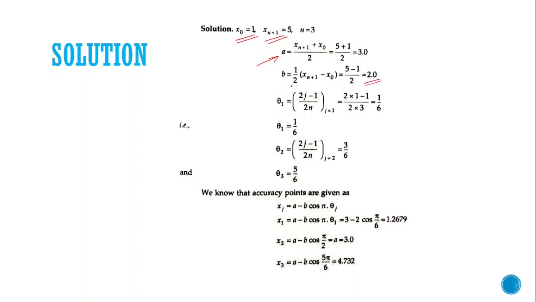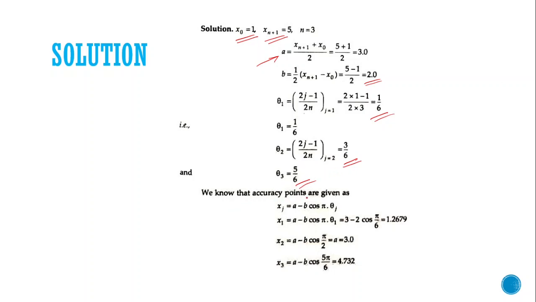Then theta j is equal to 2j minus 1 by 2n. When j is equal to 1 we get theta 1. Similarly, theta 2 is equal to 2j minus 1 by 2n when j is equal to 2. We can also calculate theta 3 by substituting j as 3. Then we can find out theta 1 as 1 by 6, theta 2 as 3 by 6 and theta 3 is equal to 5 by 6.